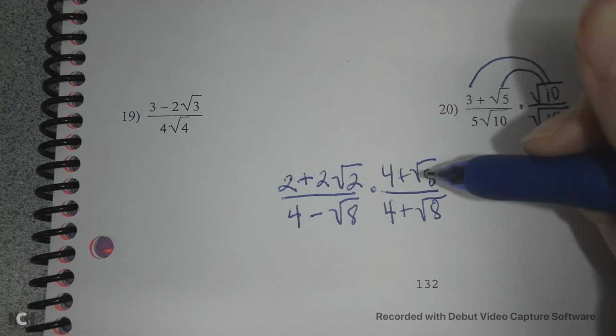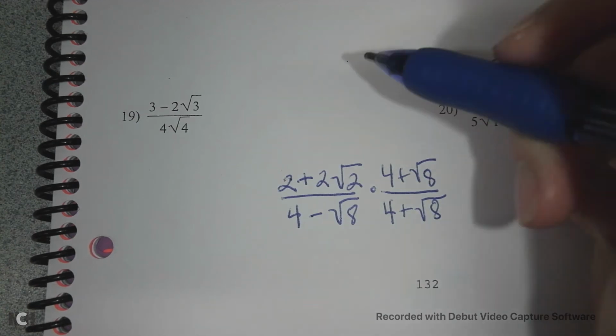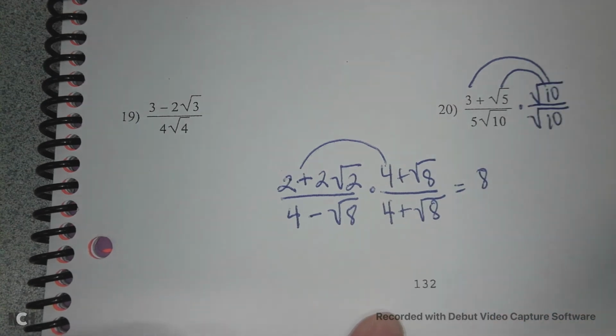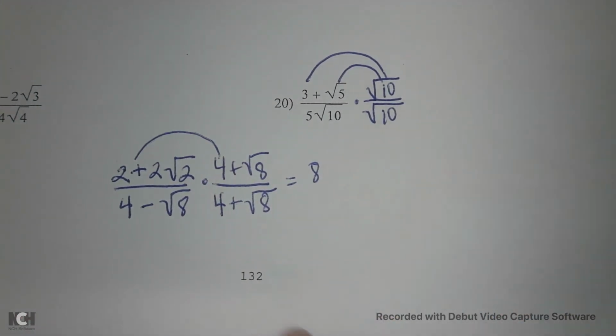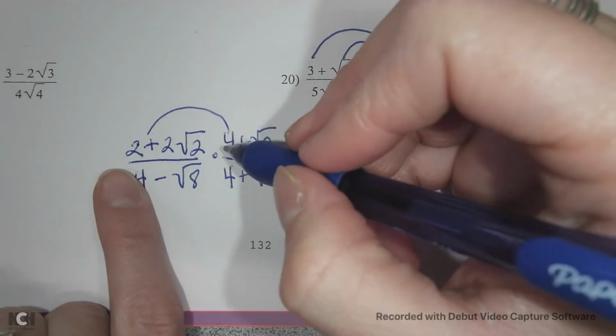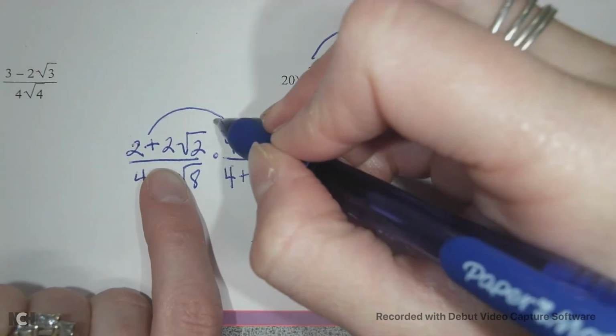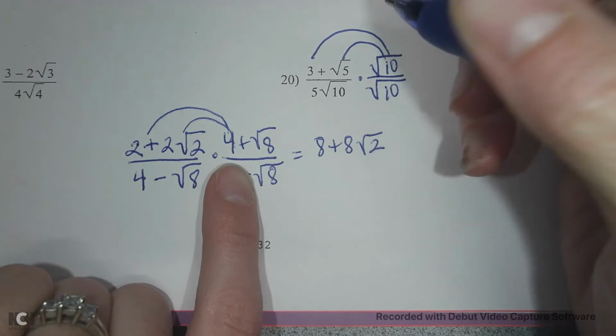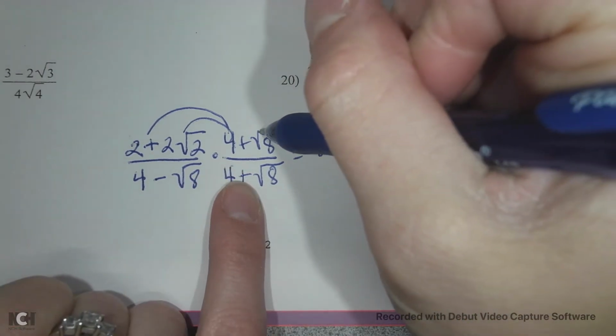When you multiply, you have to distribute much like we've done before. So 4 times 2 is 8. Sorry, I'm taking over all of the 20 so you can see because I ran out of page. Okay, and then we have 4 times 2 root 2. So 4 times 2 is 8 root 2. And then I have to multiply by my root 8.